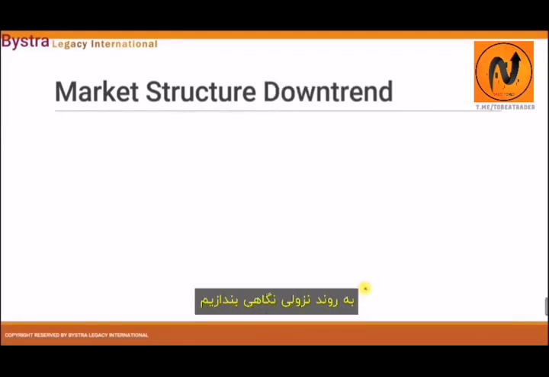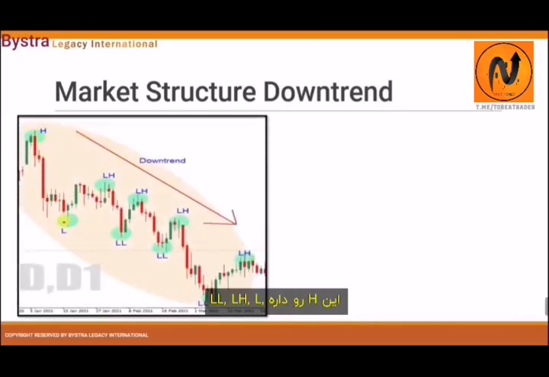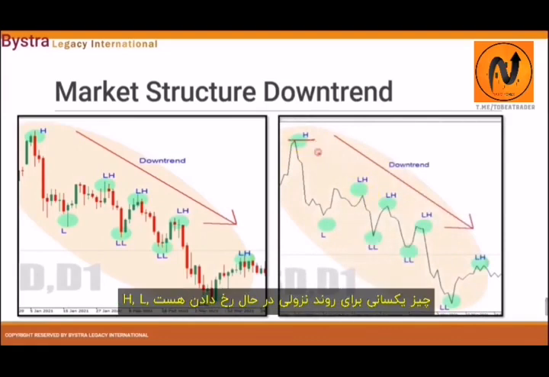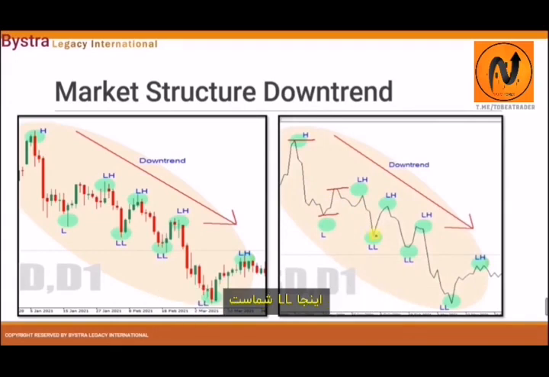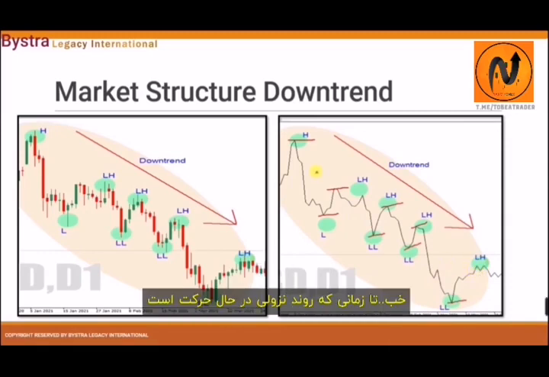Now let's look at the downtrend. In MT4 charts, this is how the downtrend looks. It has this high, low, lower high, lower low, lower high, lower low. And let's look at the line chart. Same thing happens for downtrend. The high, the low. You can mark this as your lower high, this as your lower low. Yes, this is your lower high, lower low, lower high, and lower low, and continue. As long as it is moving in a downtrend, we should have this structure: high, low, lower high, and lower low.